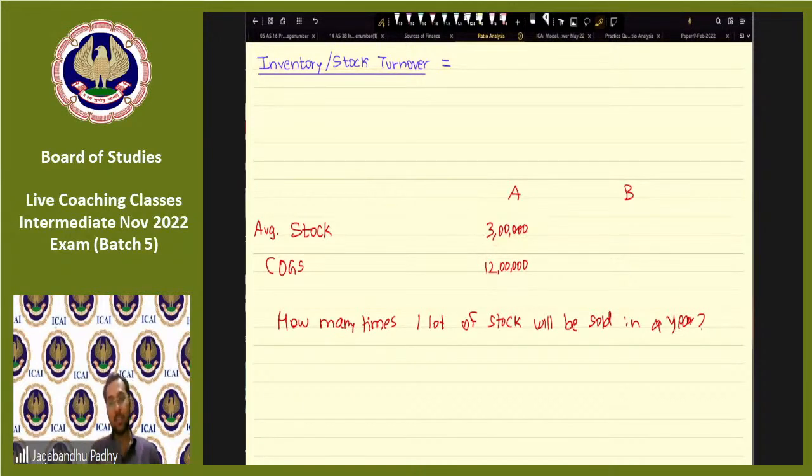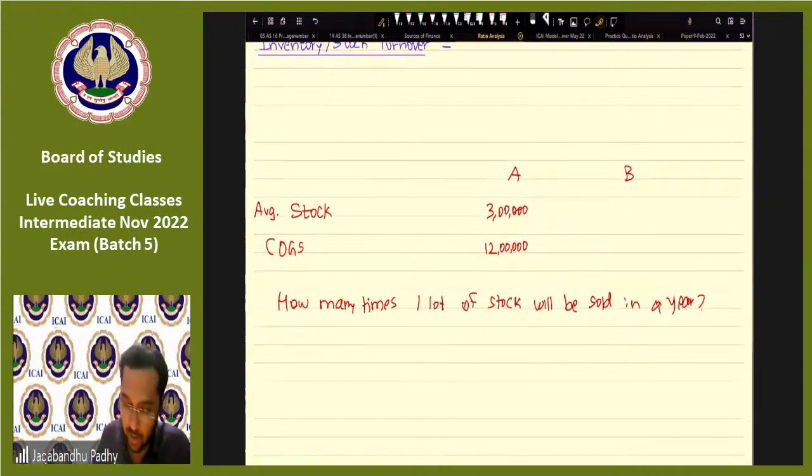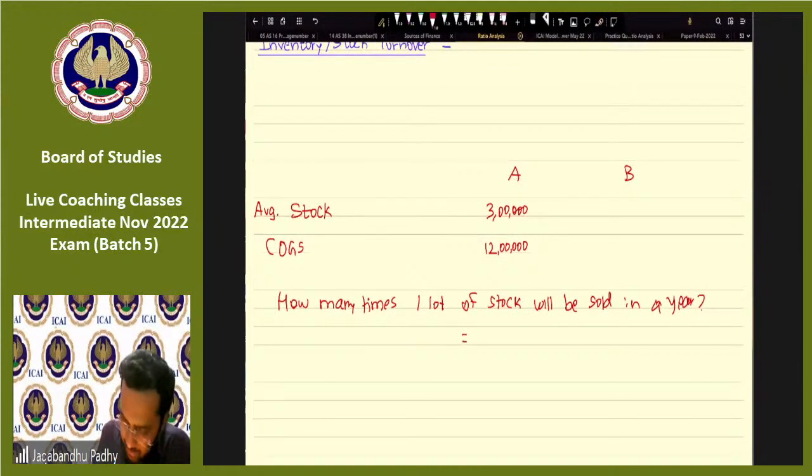Can I say you will be selling this 3 lakh 4 times in a year? 3 lakh plus 3 lakh plus 3 lakh plus 3 lakh. So in total, you are going to sell it 4 times. Correct, guys? In a year, you will be selling 4 lots. It's at that point you will say that I have achieved a COGS of 12 lakh, right? So that's exactly what we call the stock turnover ratio.